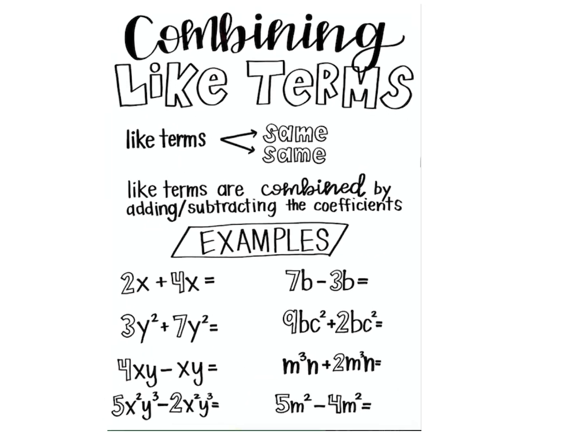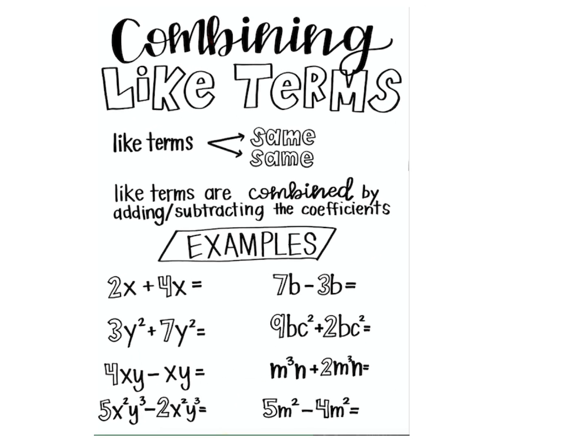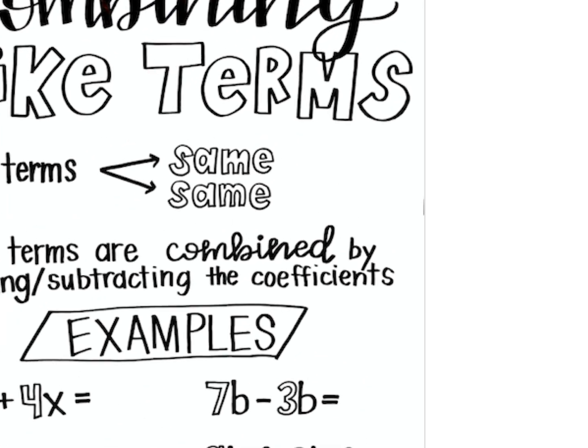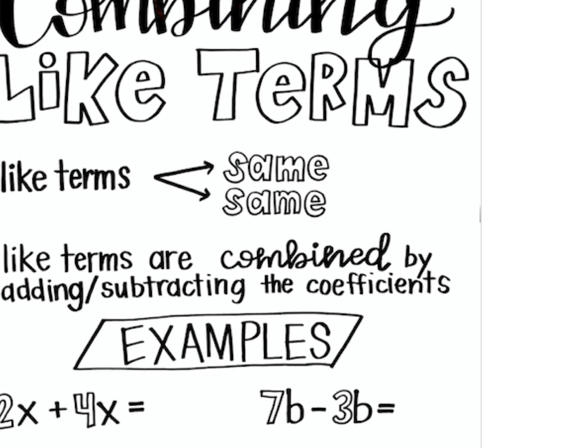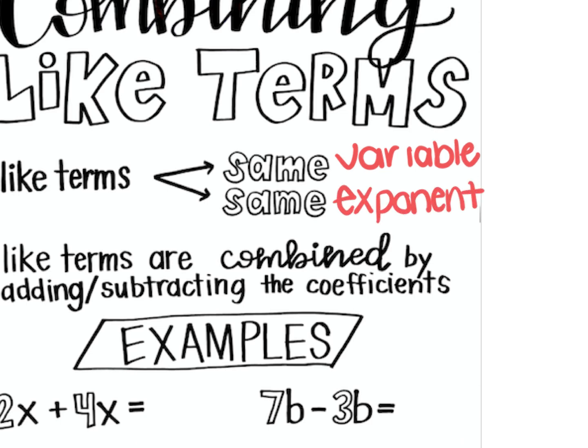All right, in your notes, you've got this guy. Let's fill it in. All right, so at the top, we need to give ourselves the definition. Combining like terms. We said like terms have the same two things. What two things do they have to have the same? The same variable and the same exponent. Excellent. Same variable, same exponent.